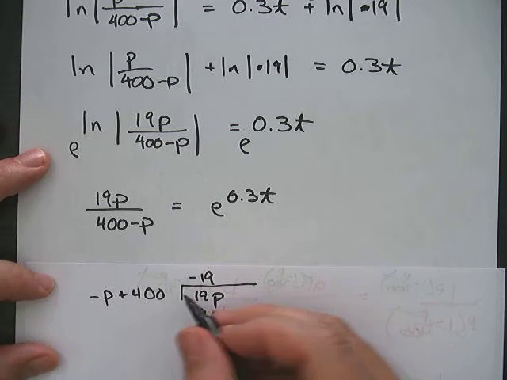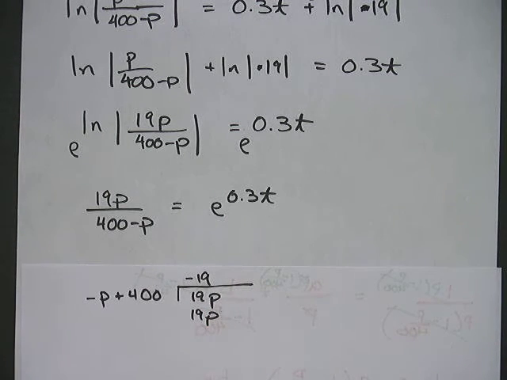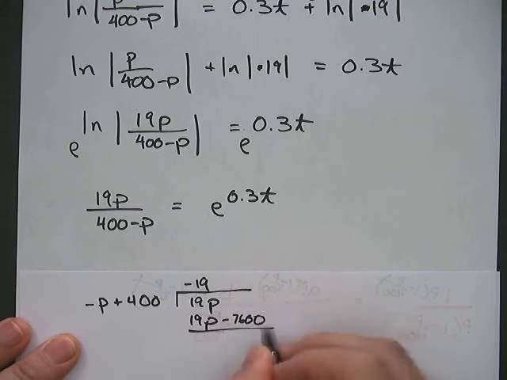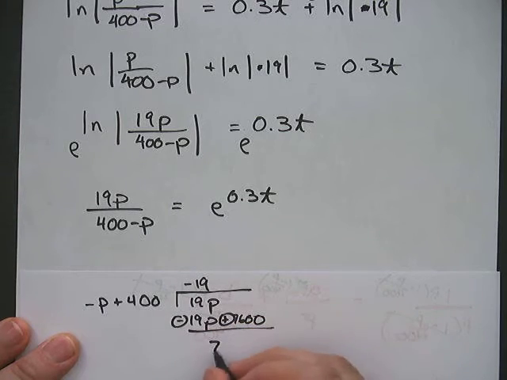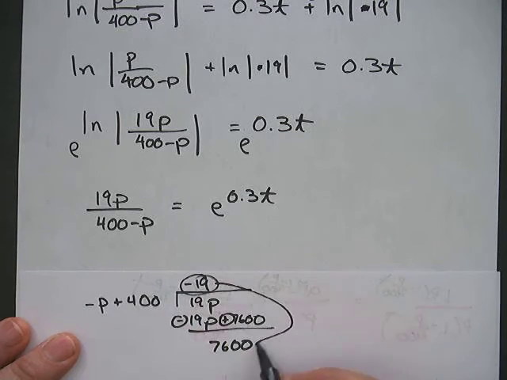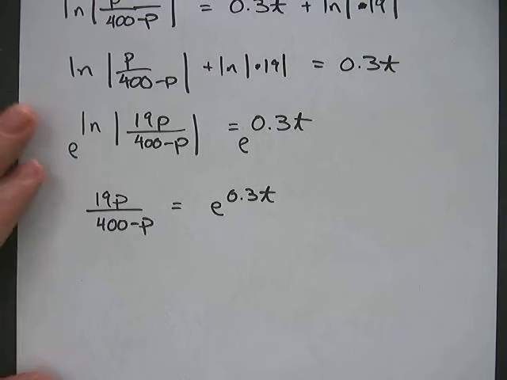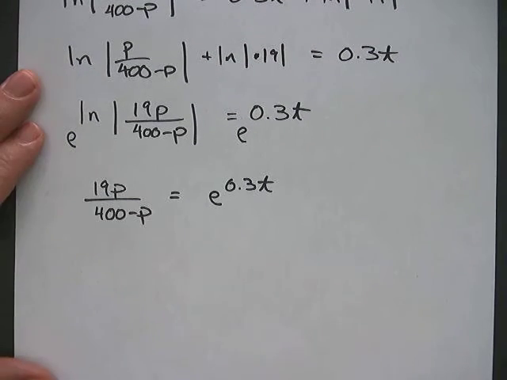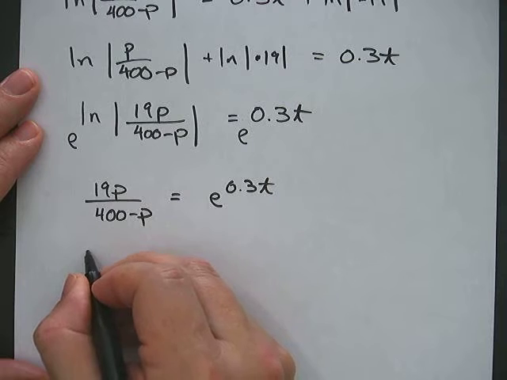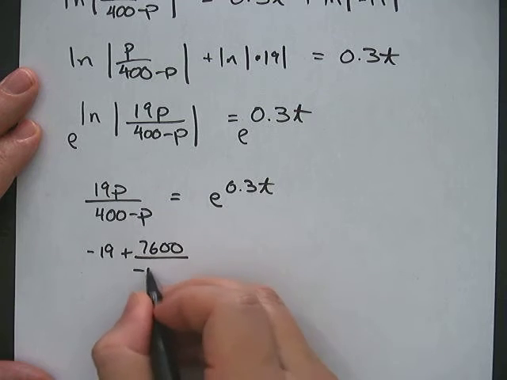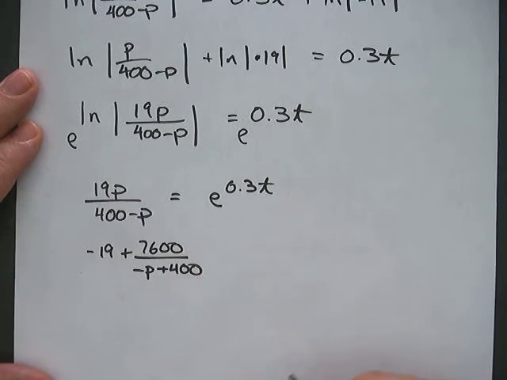If I multiply this down, what is that? Let's see, 19 times 400. Yeah, 7600. So multiply here, you get negative 7600. Minus, plus, so you get a remainder of 7600. So it's 19 and 7600 divided by this. The important part is that it gets us one variable. So this becomes negative 19 plus 7600 over negative p plus 400. One variable instead of two now.